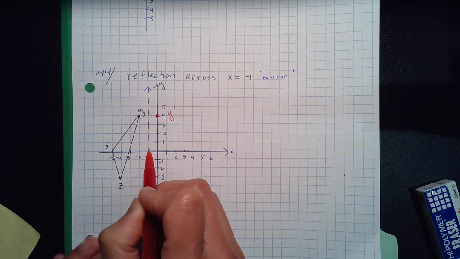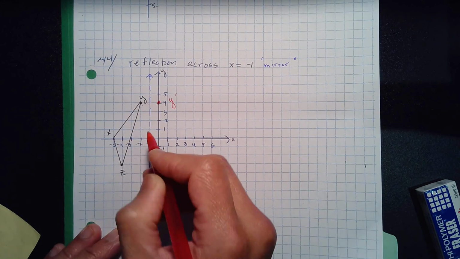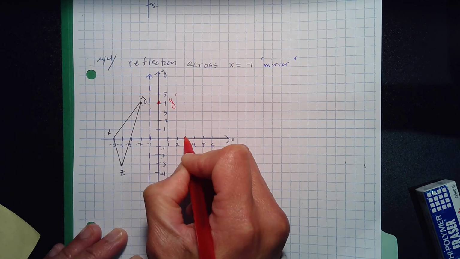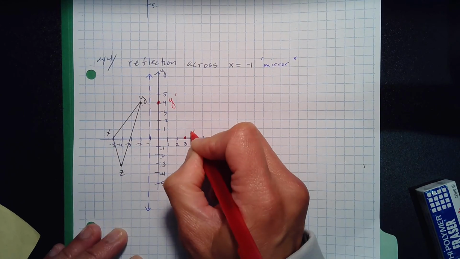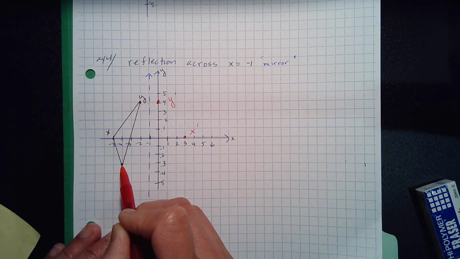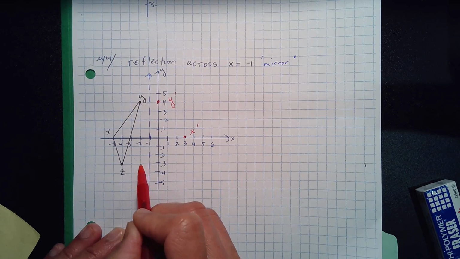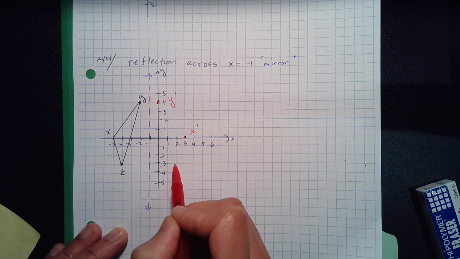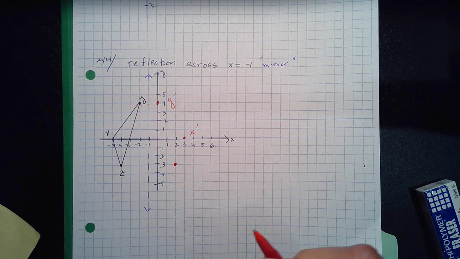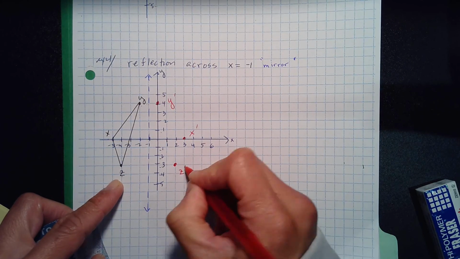1, 2, 3, 4. Again, I'm going to count. 1, 2, 3, 4. So from here, we're going to count. 1, 2, 3, 4. This is x. This is now x prime. Look at z. Let's count from the mirror. 1, 2, 3. And this z is now z prime.